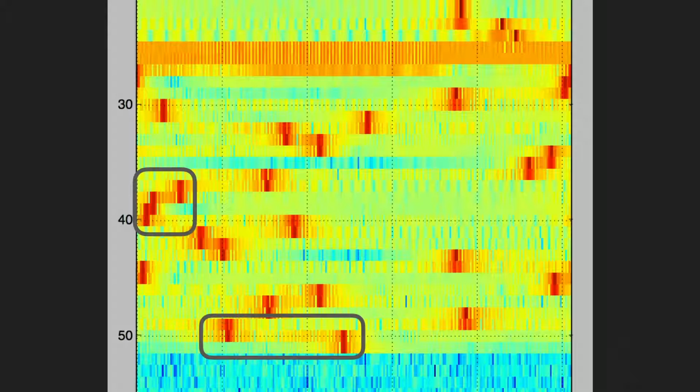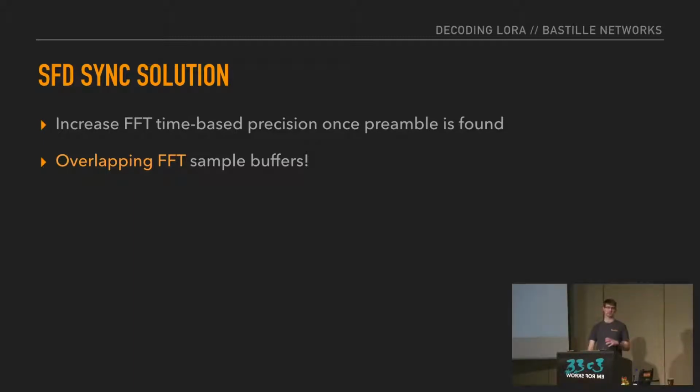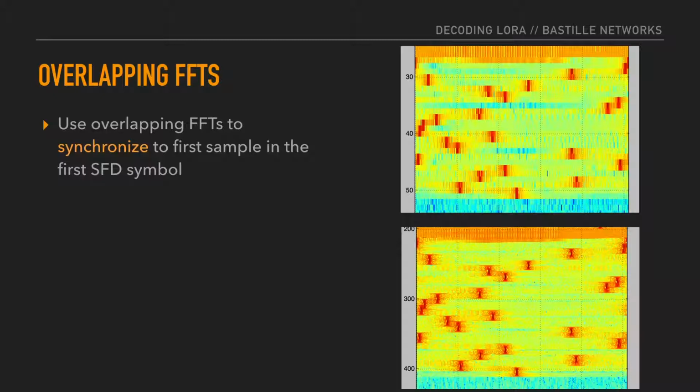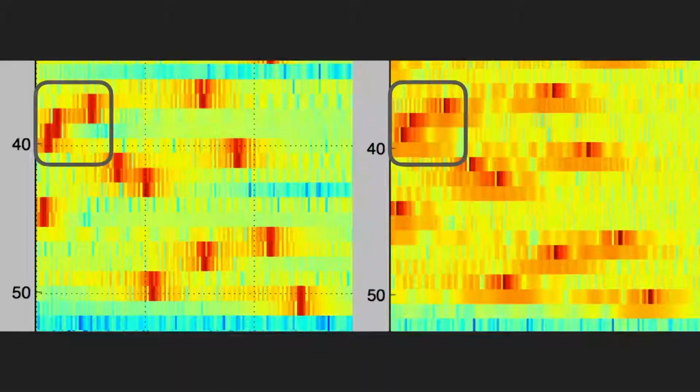So we can solve this by using a technique called overlapping FFTs when looking for our SFD synchronization. And basically what that means is we're going to process each sample multiple times with the effect of getting better resolution in time of our resulting FFTs. It's more computationally intensive, but it gets us much better fidelity here. So if we do that, this is what the result looks like. It's a little bit hard to see right now. I'll get you a better picture in a moment, but basically, it's much less ambiguous in terms of which symbol is present.